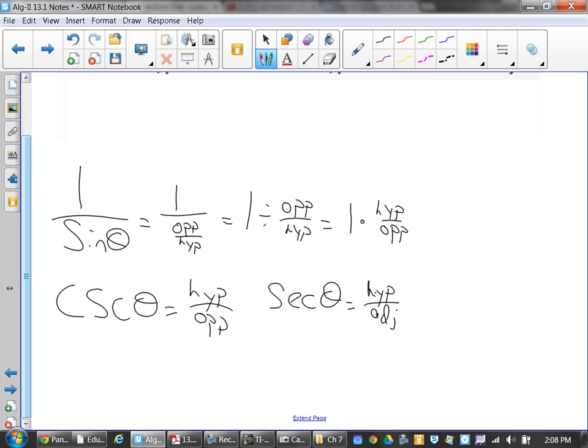And then lastly, the inverse of tangent is called cotangent, and that one is adjacent over opposite. So what happens here is you're basically flipping all of your fractions and giving them new names. What's the last one? Cotangent. So it goes sine, cosine, tangent, cosecant, secant, cotangent.